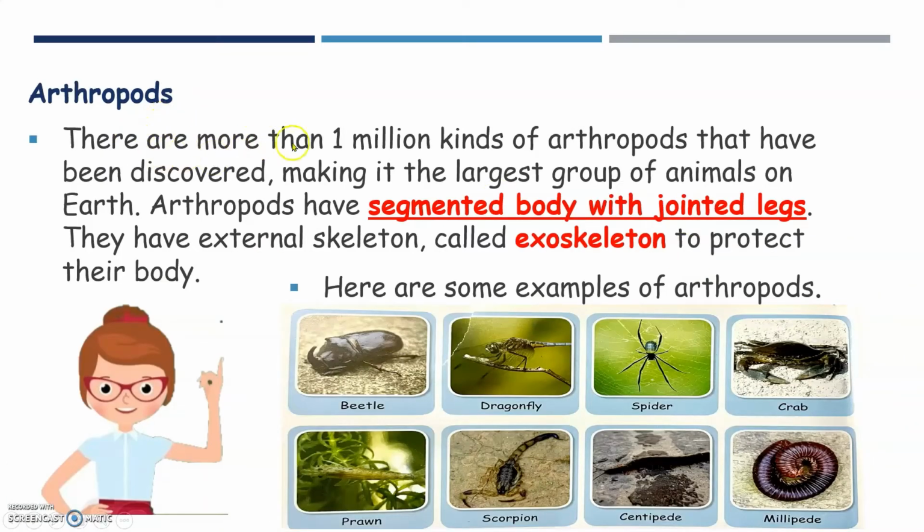Arthropods. There are more than 1 million kinds of arthropods that have been discovered, making it the largest group of animals on Earth. Arthropods have segmented body with jointed legs. They have an external skeleton called exoskeleton to protect their body. Here are some examples of arthropods: beetle, dragonfly, spider, crab, prawn, scorpion, centipede, millipede.